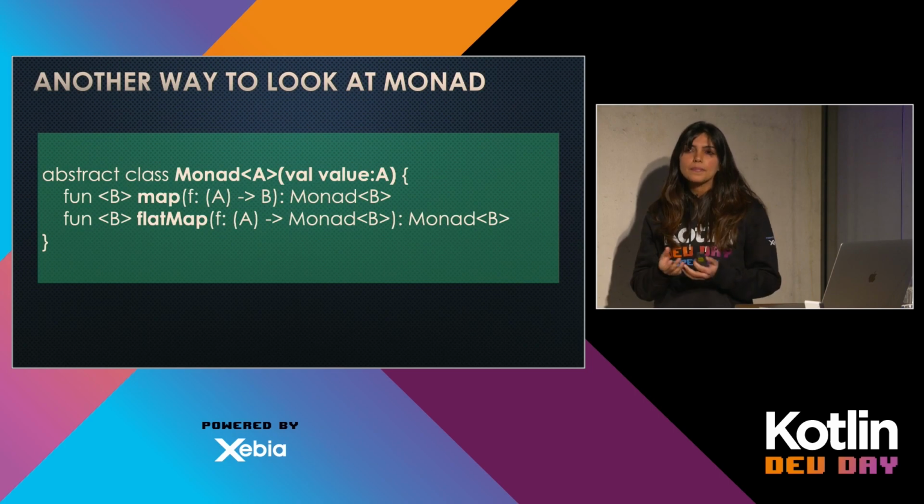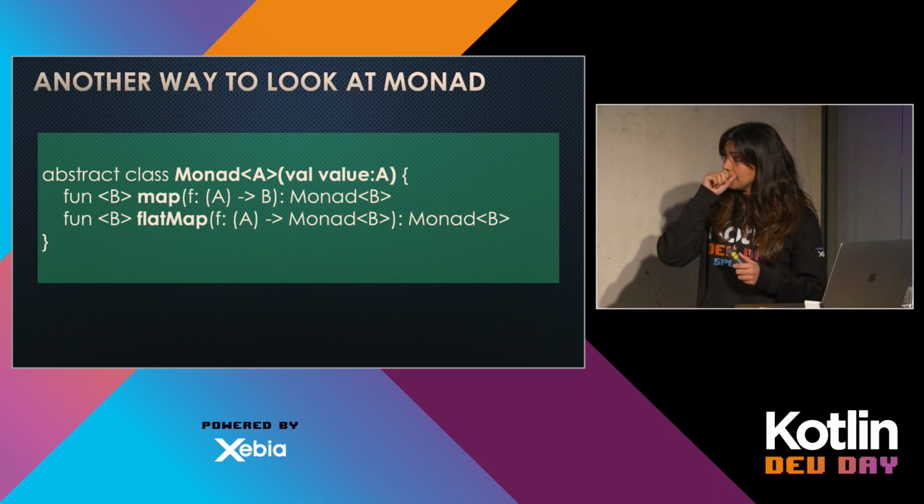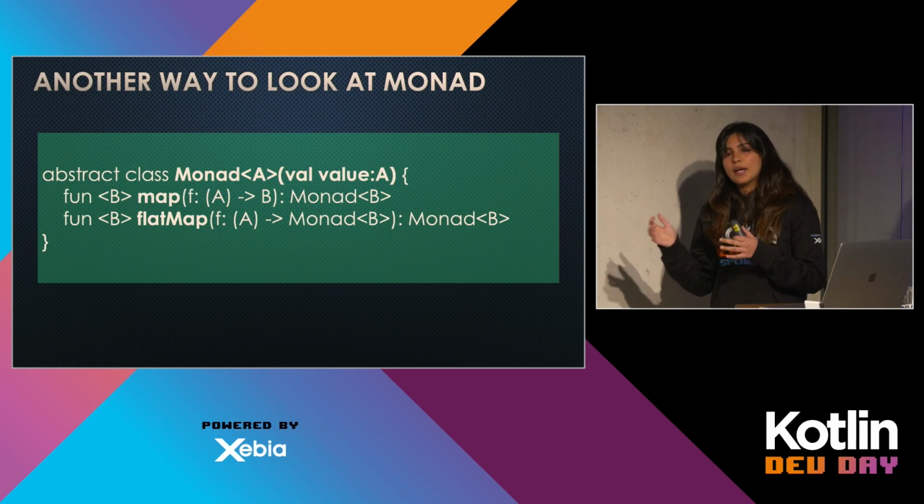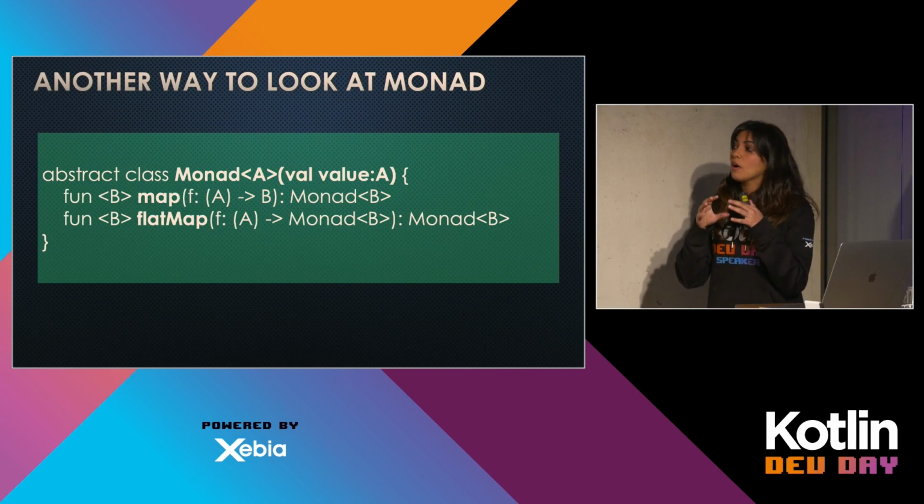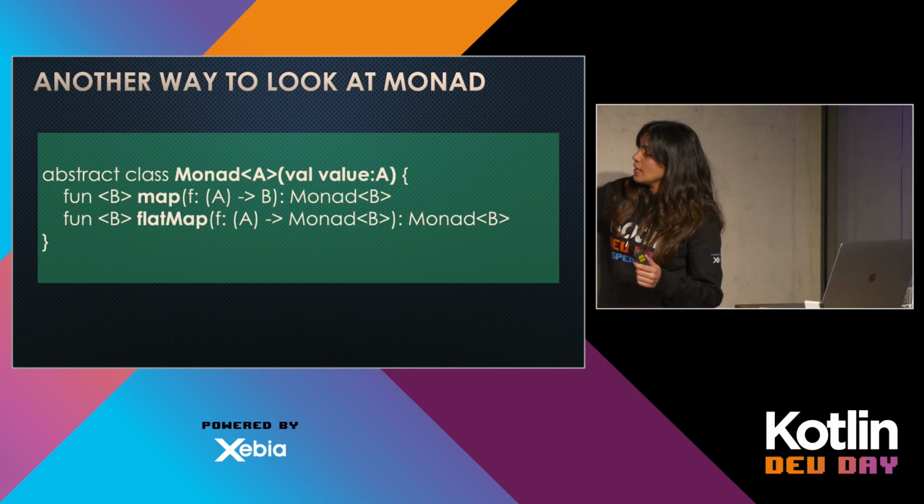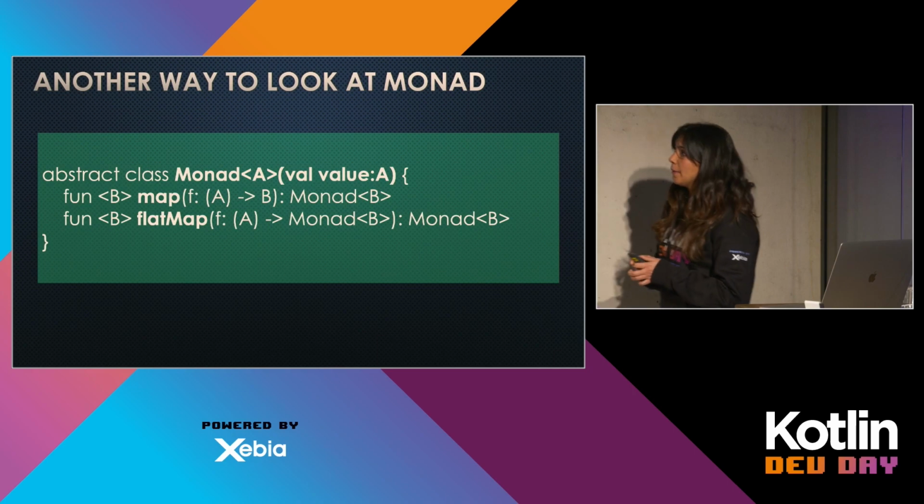A flatMap is a special kind of map. Again, same as a map, it takes a function as input. The output of the lambda is wrapped up in the context of a monad, and the output of the flatMap, as you see, is the same as the output of the lambda, that is, a monad of type B.